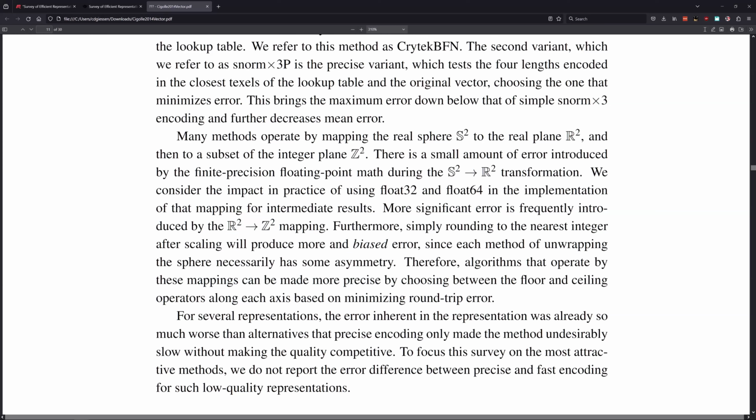Oh, so there's the mapping of S3 to, where was it? Oh, sphere, the real sphere to R2 is lossy, and then the R2 to Z2 mapping is also lossy, but can be a biased loss of precision, which happens because of the rounding down of integer arithmetic.